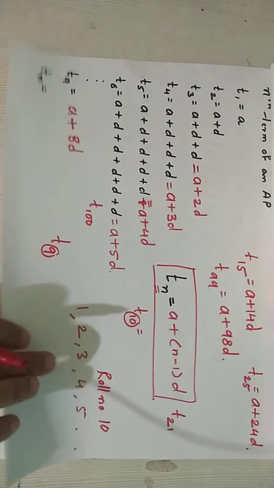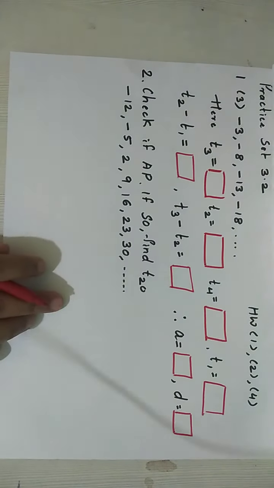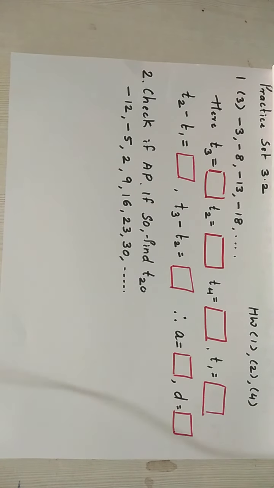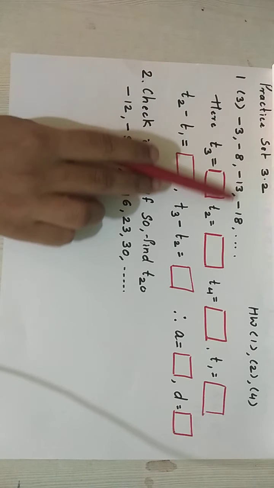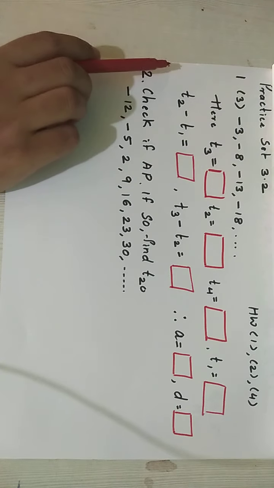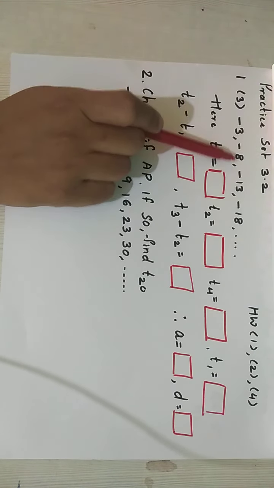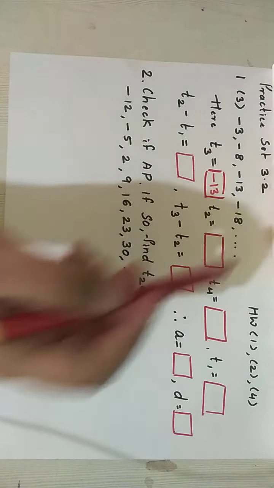Now this formula will be used in the next exercise, which is exercise number 3.2. Exercise number 3.2 has the first sum activity based, where you have 4 questions with some blanks in it and you need to fill those blanks. So let's solve question number 3. Question number 3 is minus 3, minus 8, minus 13, minus 18. First blank is T3 equal to dash. That means the third term. 1, 2, 3. This is the third term. So T3 is minus 13.